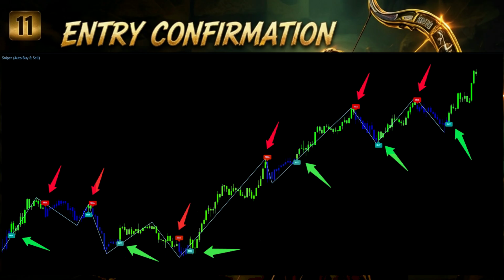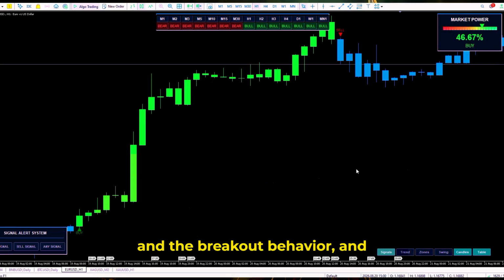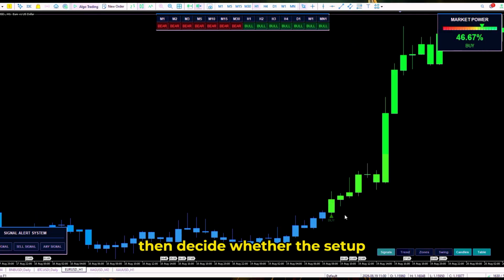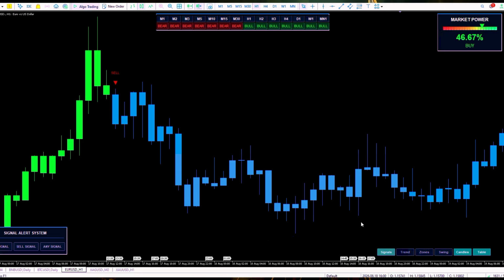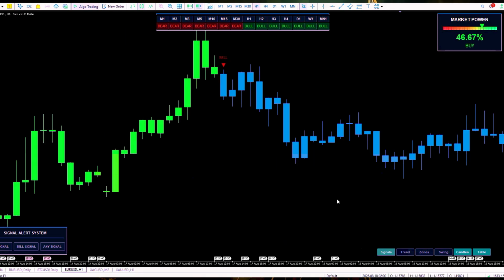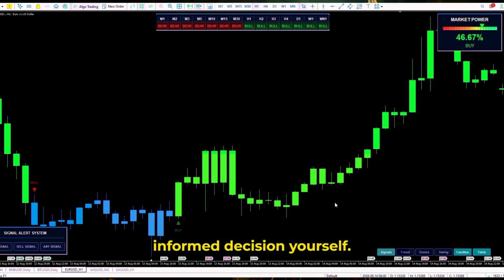Entry confirmation. And this brings us to another important part of the system, entry confirmation. The goal is not to enter a trade every time price moves. Instead, you can look at the trend, the higher time frames, the swing structure, the liquidity, the price reaction, and the breakout behavior, and then decide whether the setup is actually worth considering. The indicator doesn't make the decision for you. It gives you more information, so you can make a more informed decision yourself.